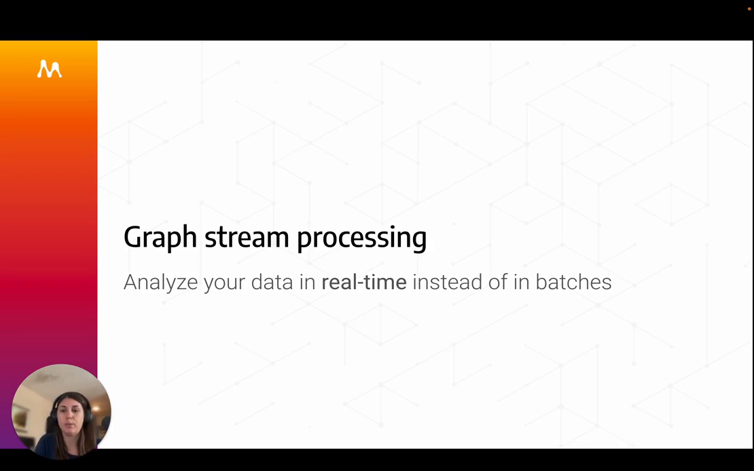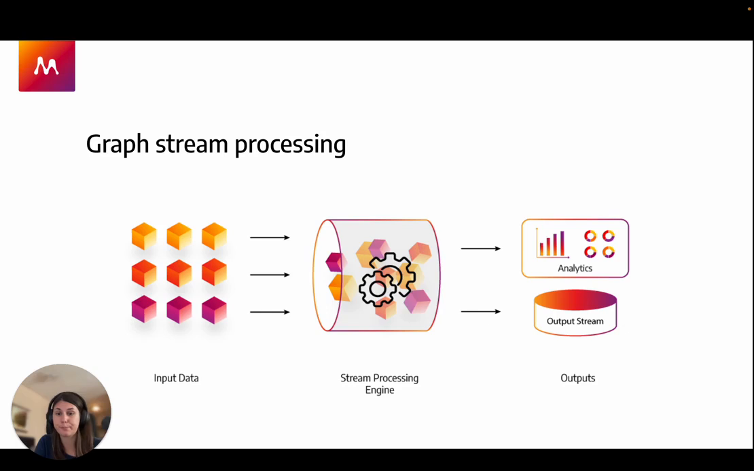So now I'm going to tell you a bit more about graph stream processing. With the help of graph stream processing, you can analyze your data in real time instead of in batches. So what this actually does, you have some kind of stream of data that is called input data, and this data goes into the stream processing engine. Once it's in the stream processing engine, you can run different kinds of graph algorithms inside, and then the results go to the output stream or to a different kind of analytics tool. With the output stream, you can also then send it again wherever you want. But the most important part, I would say, is the stream processing engine that allows you to run different kinds of algorithms.